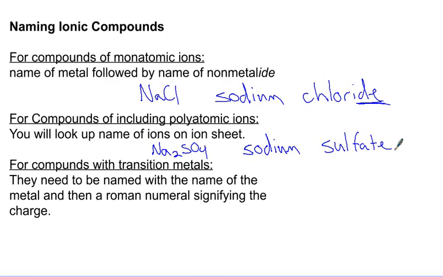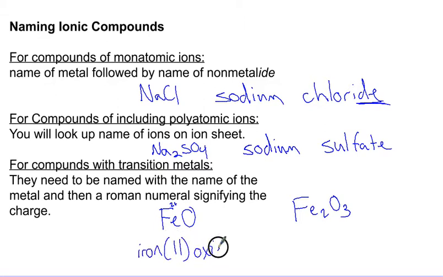If you have compounds with transition metals, you need to name them based on which state the metal's in. So again, going back to the example we just did, FeO versus Fe2O3, we found that FeO was iron 2+, so we would name this iron(II) oxide, whereas with Fe2O3, we would name this one iron(III) oxide.